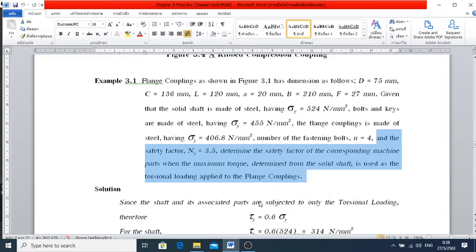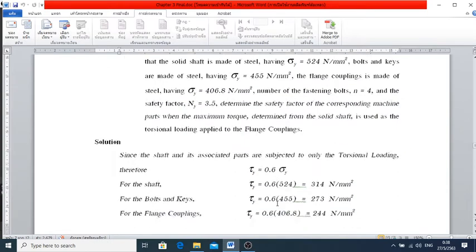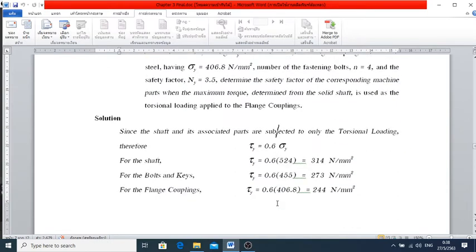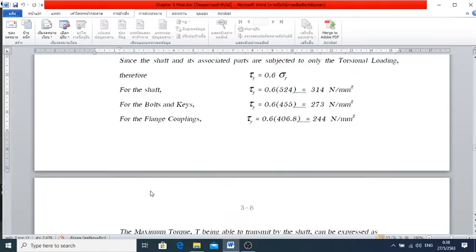Okay, if it's just like this, we go ahead. We only have the force applying on it, which is only the torque. So the stress induced is going to be the shear stress only. So this is the simple stress, and we apply the power supply of 0.6. The shaft is made of one material, the bolts and key are another material, and the flank coupling is made of another material. That's why we have the power supply of each of the members respectively.